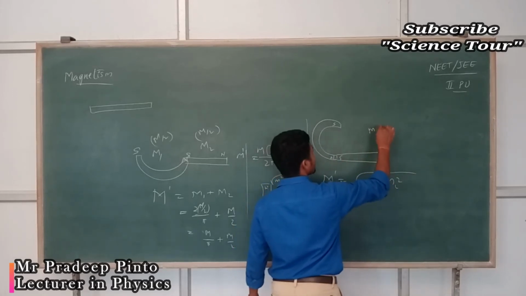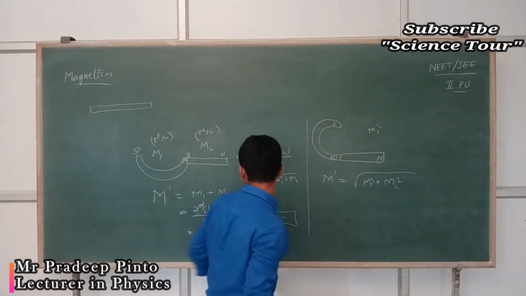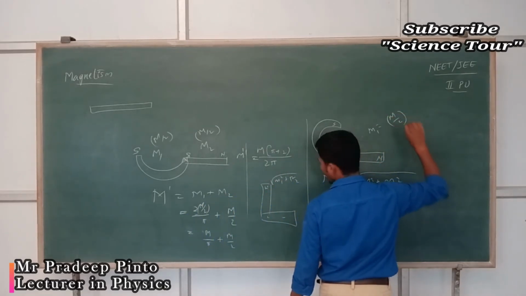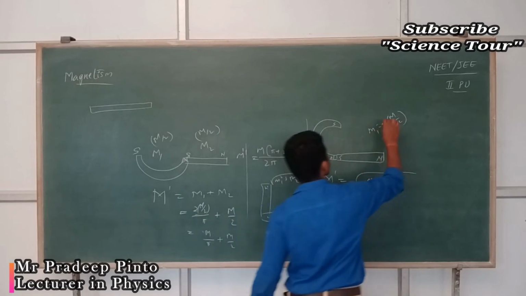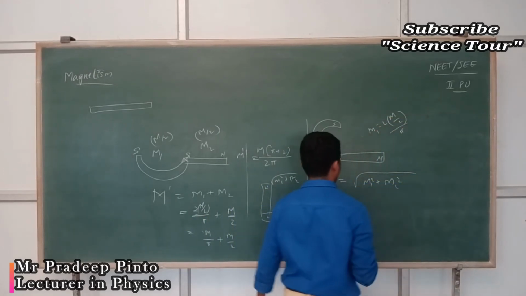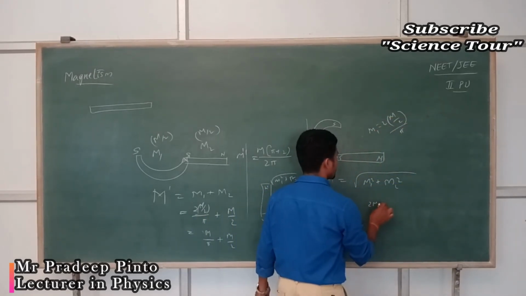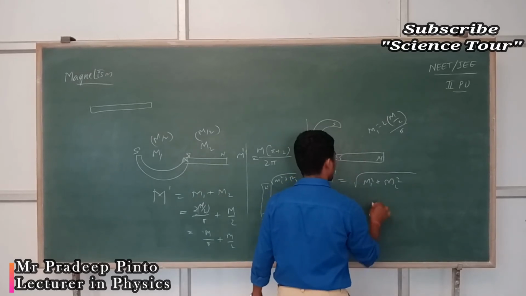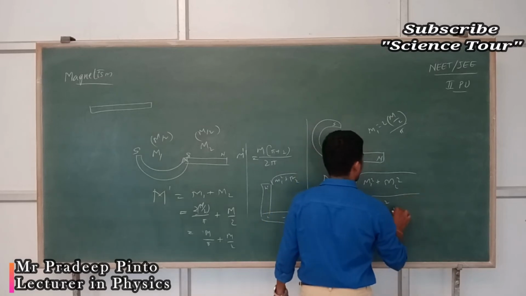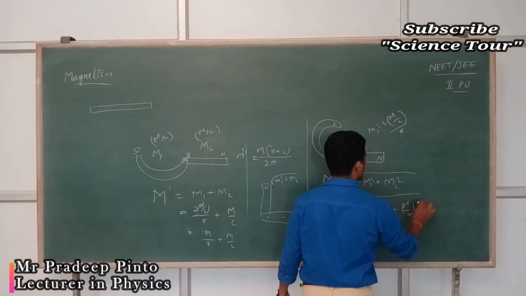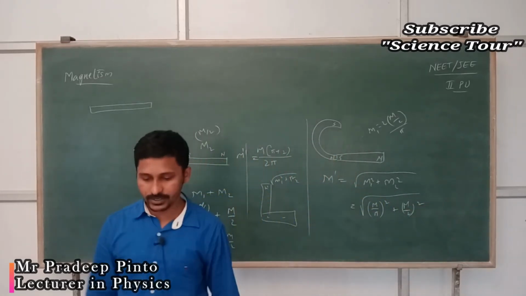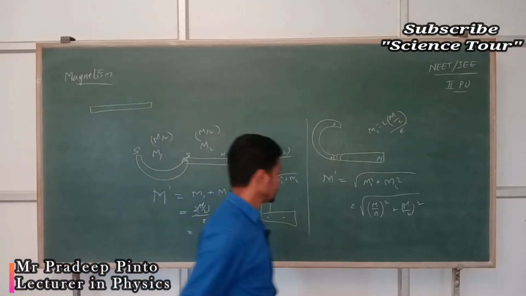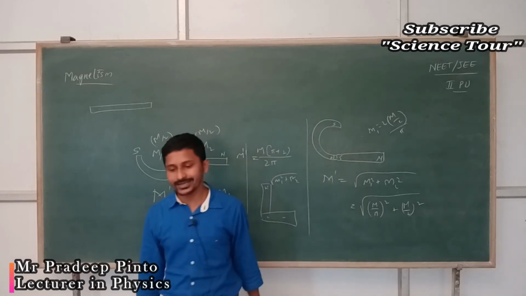But m1 is nothing but how much? m1 is nothing but like this, 2 times m by 2 pi, that is nothing but m by pi. So I am going to get m by pi whole square plus m by 2 whole square. m by pi whole square, m by 2 whole square I am going to get. Then do it, right, whatever the equation you are going to get, tell me.